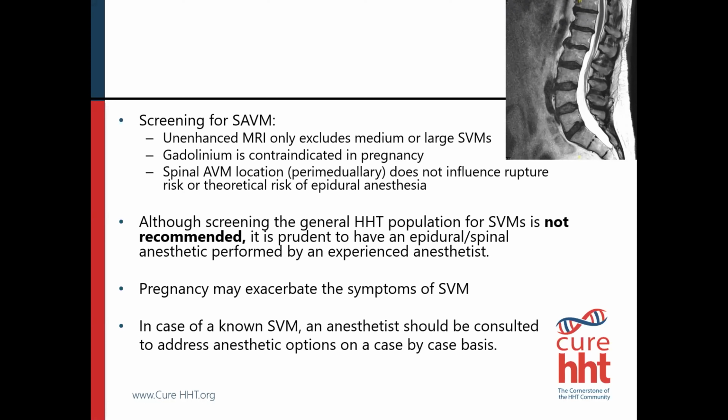So screening the general HHT population for spinal vascular malformations is not recommended, but it is prudent to have the epidural or spinal anesthetic performed by an experienced anesthetist. It would also be worthwhile to have an anesthetic consultation prior to coming to labor and delivery. Because this is a rare condition and the anesthetist may not have encountered patients like this, it's worthwhile to go through this with them and come up with a plan, so that when you come to labor and delivery, the anesthetist who may be on call won't say, oh, you can't have one because you have HHT.